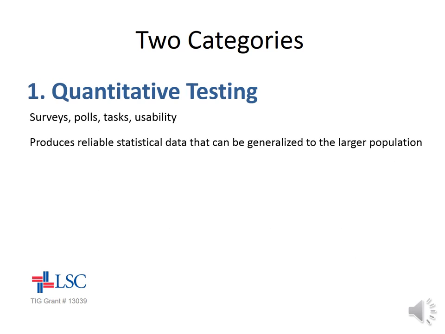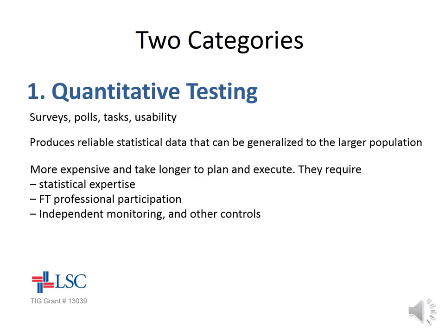The advantage of quantitative testing, when it's structured properly, is that you can look at the data and you can generalize your findings to the larger population. It's much more expensive than doing qualitative testing, takes longer to plan and much longer to execute. You also have to bring quite a few people with different areas of expertise on board. You'll need a statistician, you'll need a field test professional to participate with you and review all of your instruments to make sure that they're not influencing the outcome. And you'll also need independent monitoring and other controls.